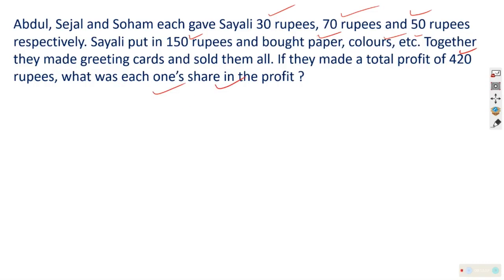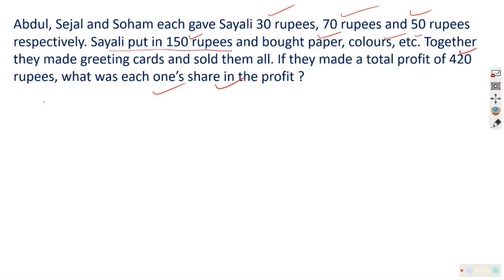Understood? So 3 are there. Who are they? Abdul, Sejal and Soham. They gave Sai Ali 30 rupees, 70 rupees and 50 rupees. So altogether 30 plus 70 plus 50 is 150 rupees. Then what happened? They bought some paper, color, etc. And they made a profit of 420 rupees by selling it. Understood? But here, Sai Ali put in 150 rupees.